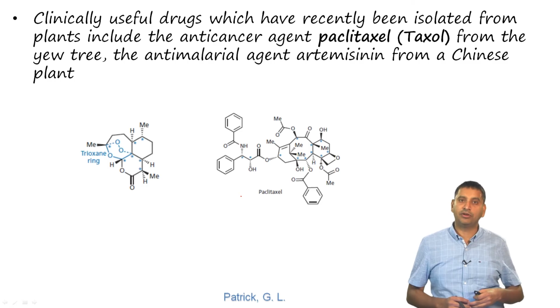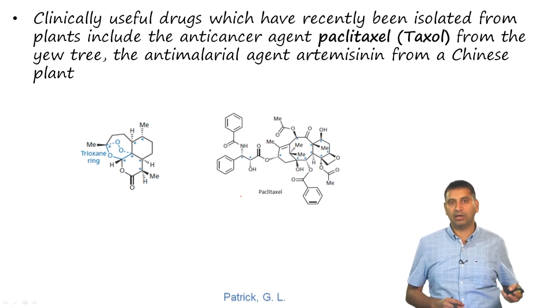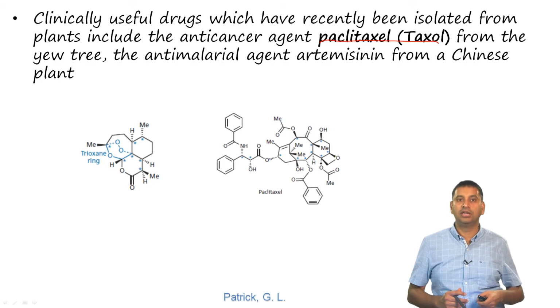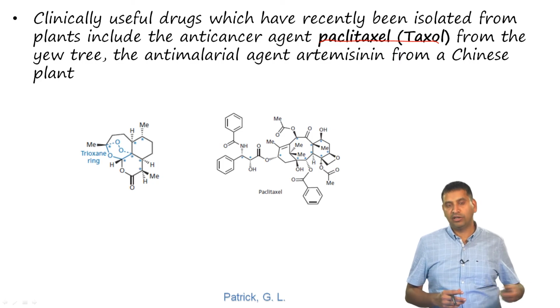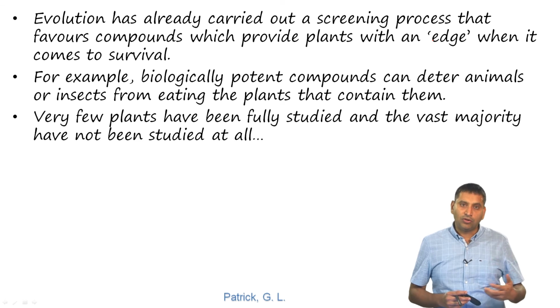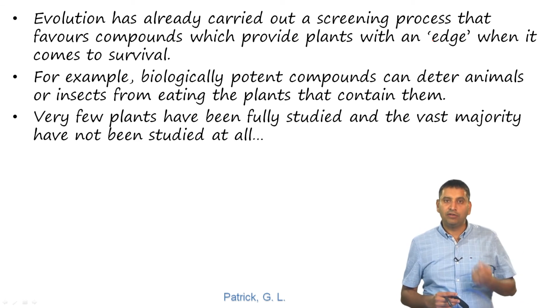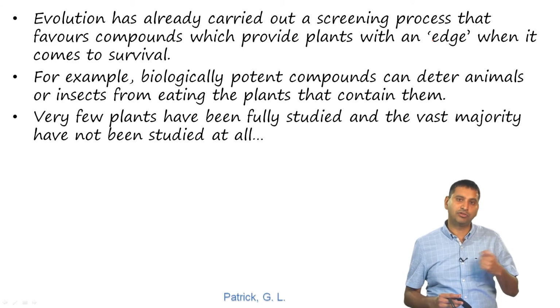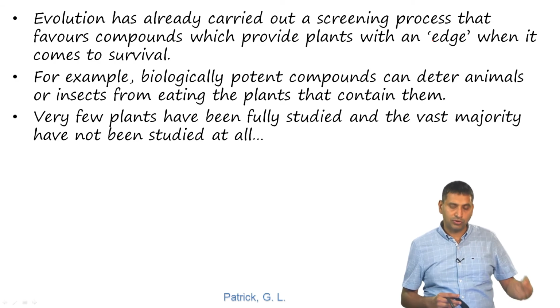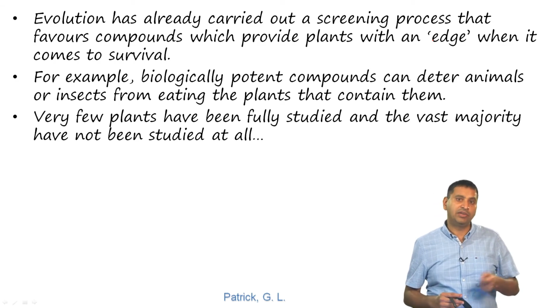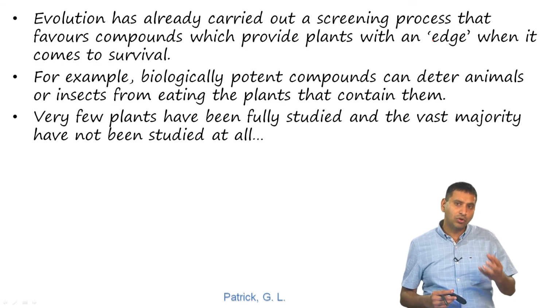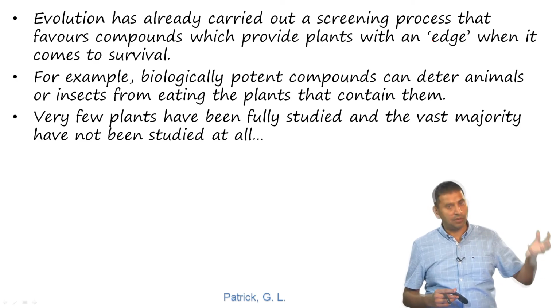And of course, there are examples of many clinically useful drugs which have been isolated from plants, including paclitaxel, which is Taxol, and the anti-malarial drug Artemisinin, which we just looked at. The logic that we would like to apply here is that evolution has already carried out a screening process which favors compounds which provide plants with an edge when it comes to survival. So, plants frequently produce compounds which can deter animals or even insects from eating the plants. These types of molecules which have been used in defense may actually be useful as an antibacterial, for example.